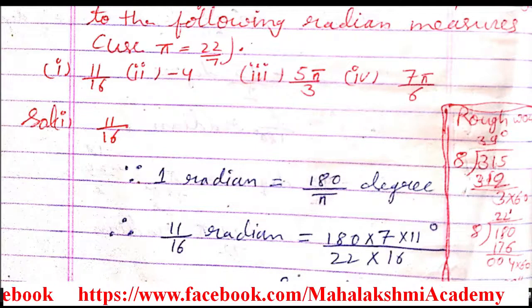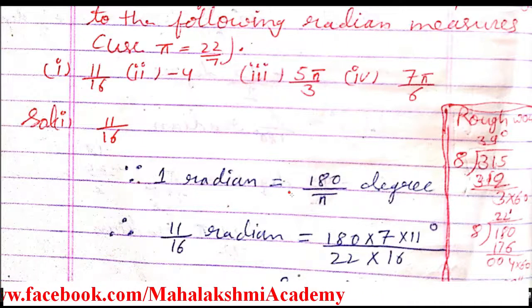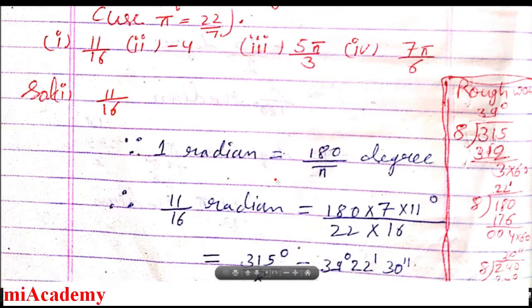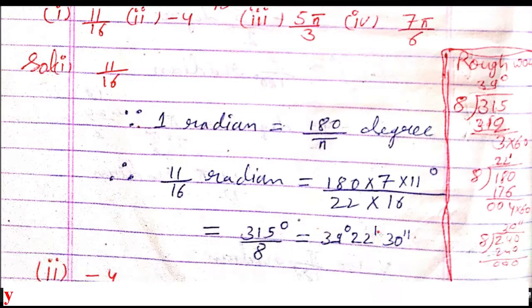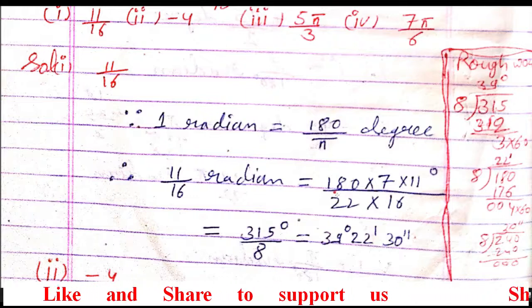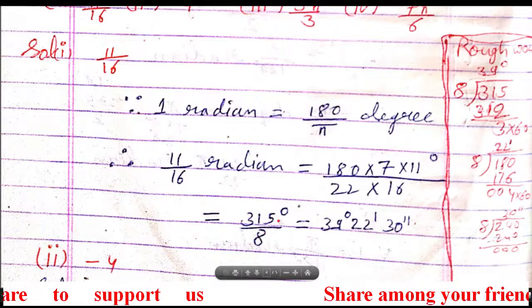11 upon 16 radian we have to change into the degree, and since 1 radian is equal to 180 upon pi degree, that's why you have to multiply 11 upon 16 radian by it. Now instead of pi, as already suggested in the question, we have to use 22 upon 7. So 22 upon 7 will come here, and since degree is there, you can write the degree symbol here. Cancel everything, and after cancellation we are left with 315 upon 8 degree.